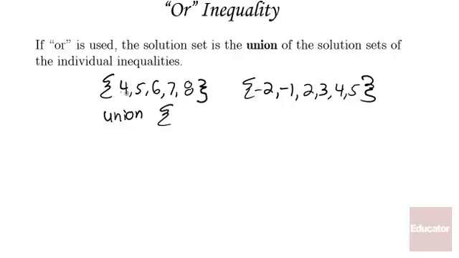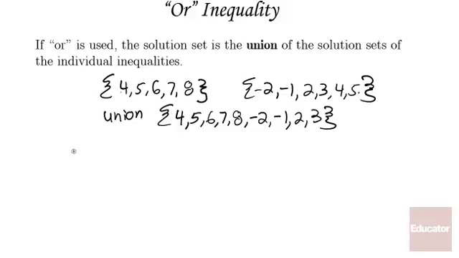Now, I'm looking and I have 4, and that's actually in both. I don't need to write it twice. 5, okay. 6 is just in this one, but it's included. 7, just in that one. 8, and then I already covered 4 and 5, but I also have to include -2, -1, 2, and 3. And I could rewrite this in ascending order, but it's all included here. So the union means that it includes the elements that are in either one of these or both.